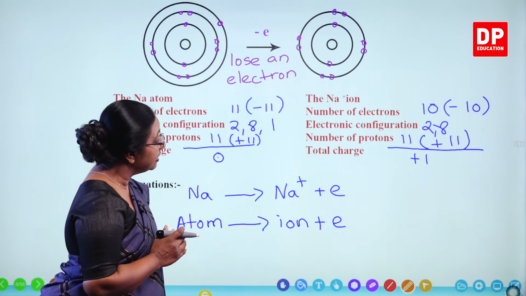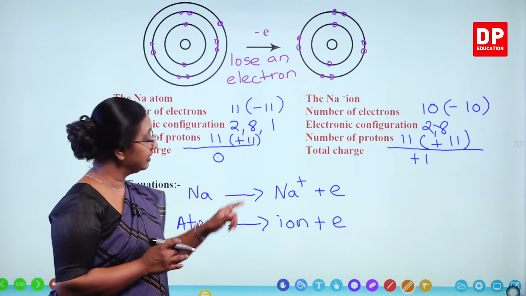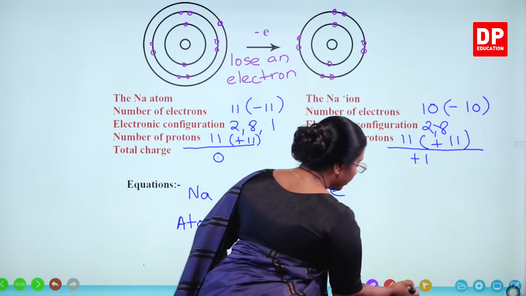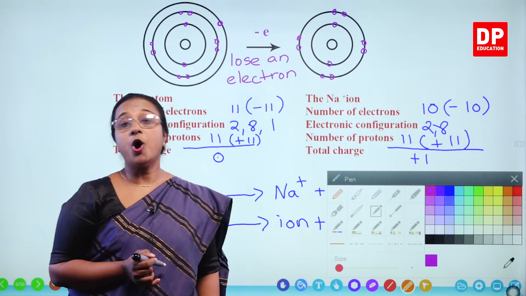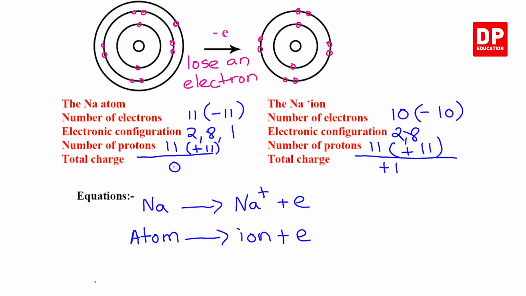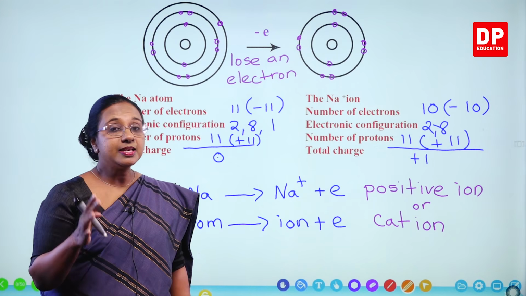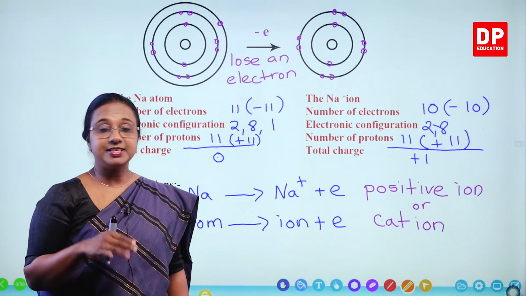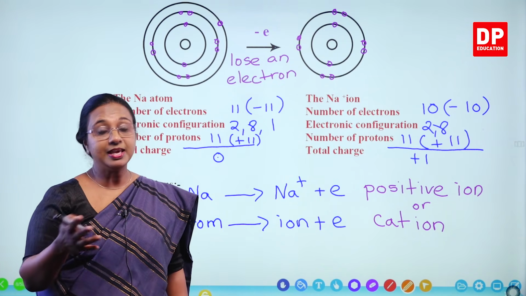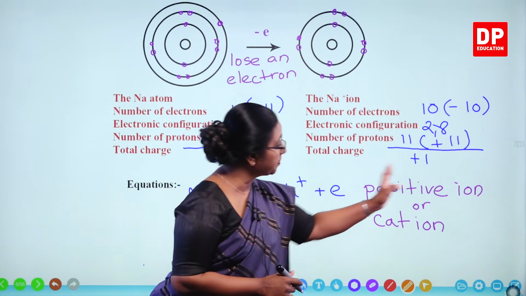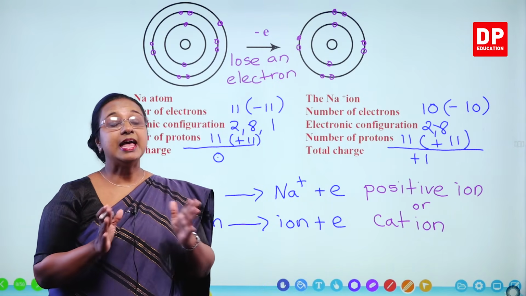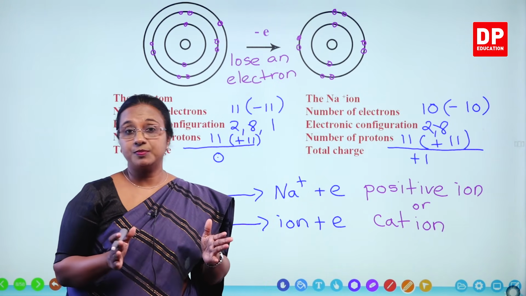And we give a special name to this ion. This has a positive charge. So this is called a positive ion or a cation. So the sodium ion is a positive ion or cation. Irrespective of the number of charges it has, it can be +1, +2, +3, it doesn't matter. We call them positive ions or cations. That is how the ionic compound forms.